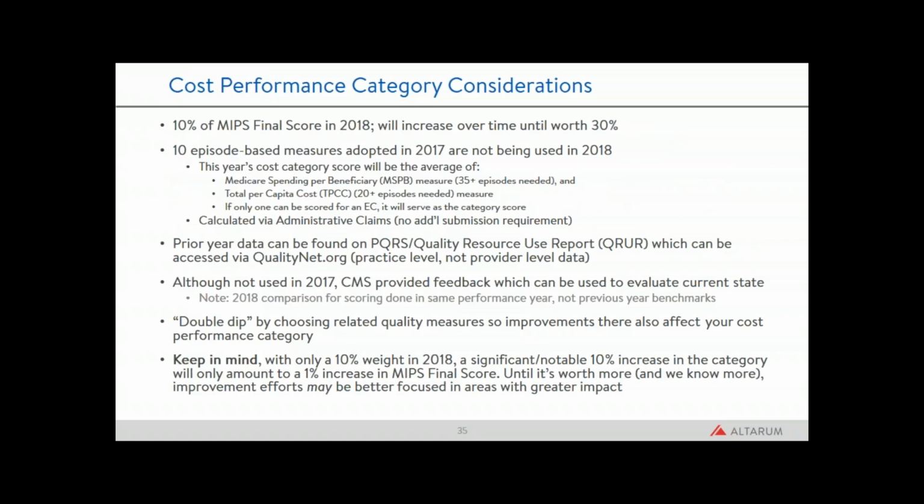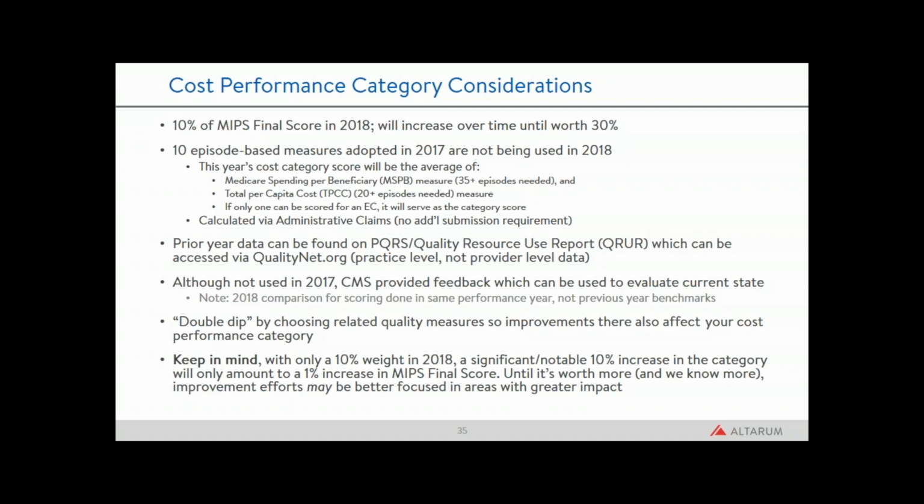Looking at the cost performance category, it is worth 10% of the MIPS final score this year. We are going to see that increase over time, as I mentioned on the front end of this webinar. Eventually, it's going to be worth 30%. They've proposed to use 10 episode-based measures that they adopted in 2017. Those are not being used this year. So what you're being scored on is the same measures you received feedback on if you participated in the program last year. So there's only 2 measures that are going to be assessed to generate your cost performance category score.